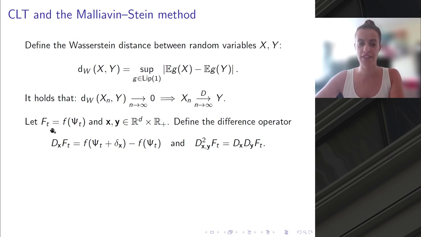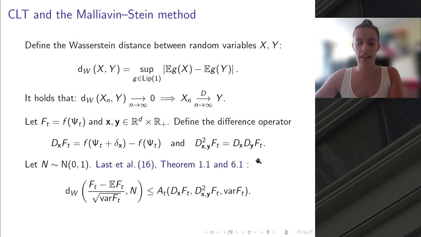So we have our Poisson functional. And what we do is we look at what happens if we add a fixed point x to our configuration, how the value of this functional changes. And also we do this iteratively for two points. And so these two are random variables.